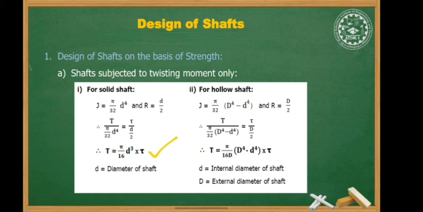Similarly, for hollow shafts, the values of J and R are calculated. J is pi by 32 times capital D raised to 4 minus small d raised to 4, and R is capital D by 2. Keep in mind this radius is capital D by 2, not small d by 2, because the force is applied at the external radius, the outer radius of the shaft. So take the radius as capital D by 2, that is external diameter by 2. Put all the values in the previous equation. You will get the torque as pi by 16 times D raised to 4 minus small d raised to 4, divided by D, multiplied by tau, where small d is the internal diameter of the shaft and capital D is the external diameter of the shaft.